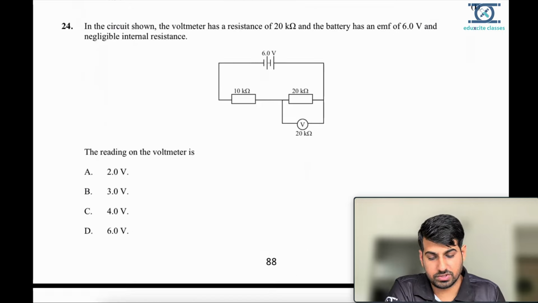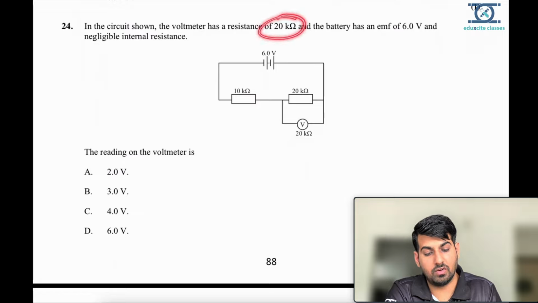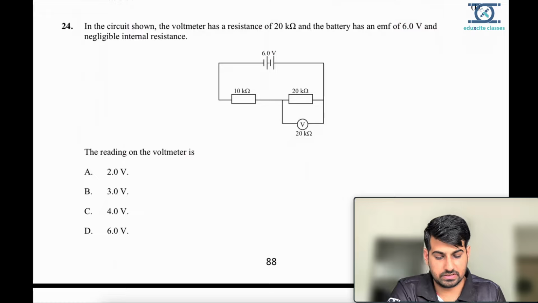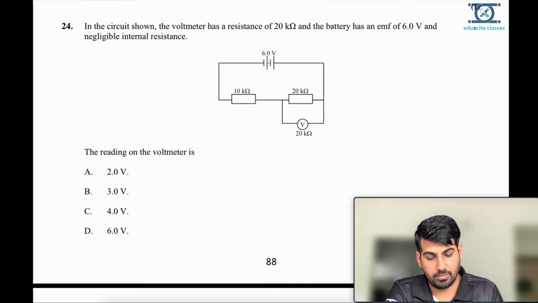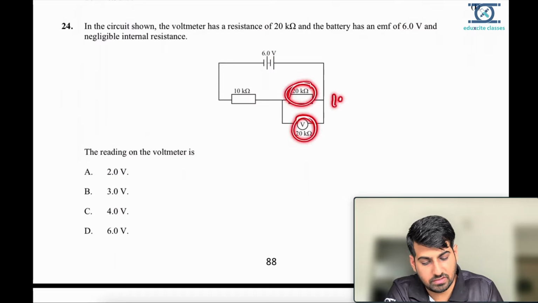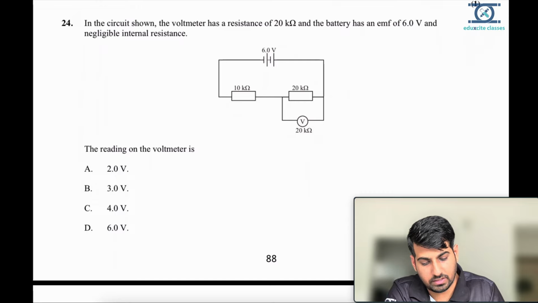Okay, now question number 24. The reading on the voltmeter will be, this voltmeter. The circuit is connected as shown. The voltmeter has 20 kilo ohm resistance and the battery has an EMF of 6 volt with negligible internal resistance. Now for this type of question, you can consider this as 20, this is 20, so this will be 10. So 10 plus 10 is 20 kilo ohm. So the reading on the voltmeter, this is 10.